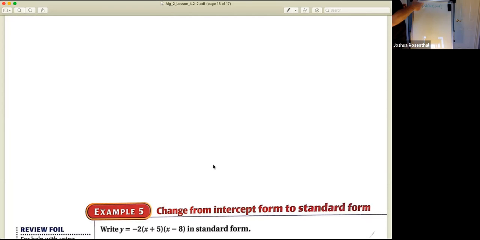All right. So what you might do here is leave the -2 alone and then put a bracket and start your distribution. X times x, x times -8, 5 times x, 5 times -8. Okay, and then maybe combine these, right?